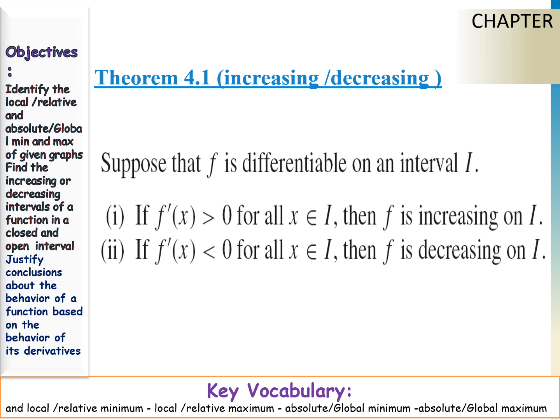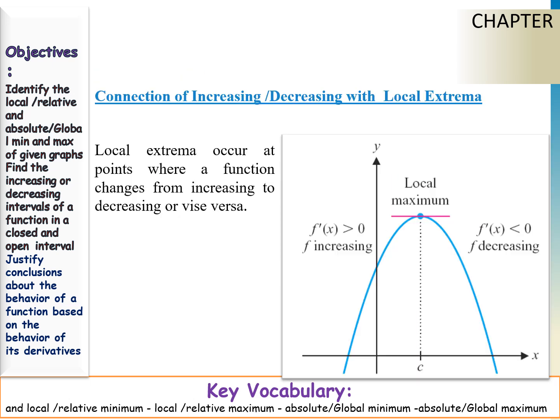So when the derivative is positive, or the slope of the tangent line is positive, the function is increasing. When the slope of the tangent line is less than 0, or negative, the function is decreasing. Okay, what is the connection of increasing and decreasing intervals with the extrema?